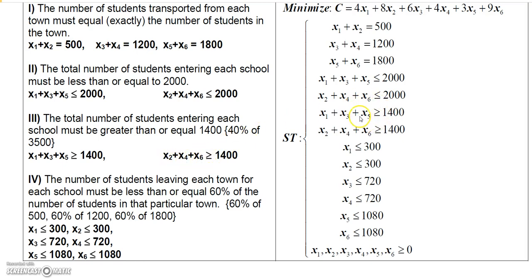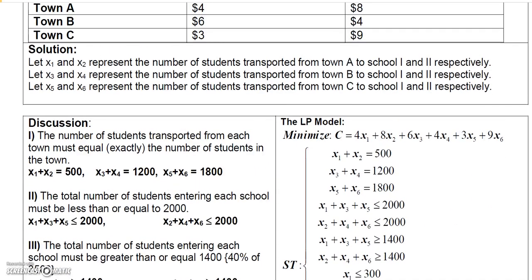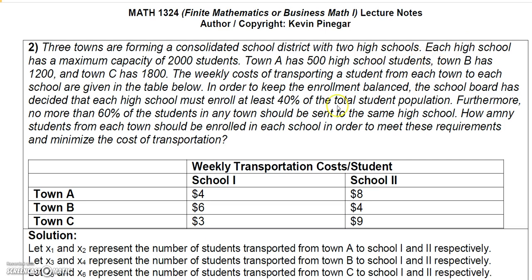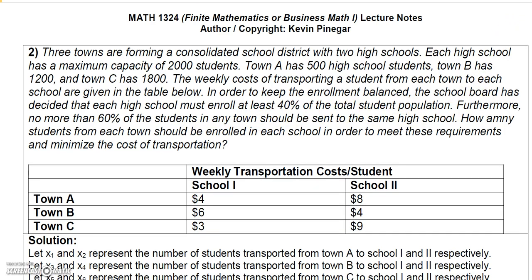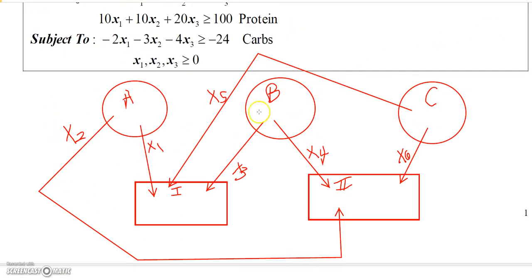So that gives me these two constraints here. And then the last constraints are that no more than 60% of the students in any town should be sent to the same high school. So this actually puts a constraint on each one of your variables. So the number of students that go from town A to school 1, in other words x1, must be less than or equal to 60% of these students.